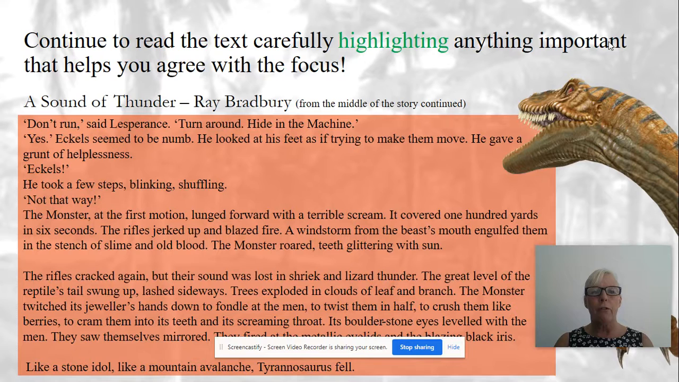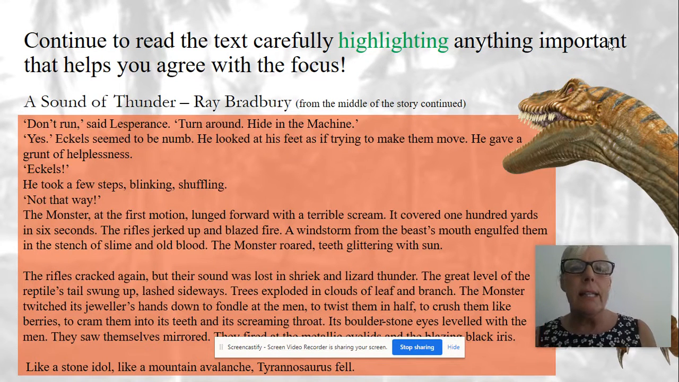The great lever of the reptile's tail swung up, lashed sideways. Trees exploded in clouds of leaf and branch. The monster twitched its jeweller's hands down to fondle at the men, to twist them in half, to crush them like berries, to cram them into its teeth and its screaming throat. Its boulder-stone eyes levelled with the men. They saw themselves mirrored. They fired at the metallic eyelids and the blazing black iris. Like a stone idol, like a mountain avalanche, Tyrannosaurus fell.